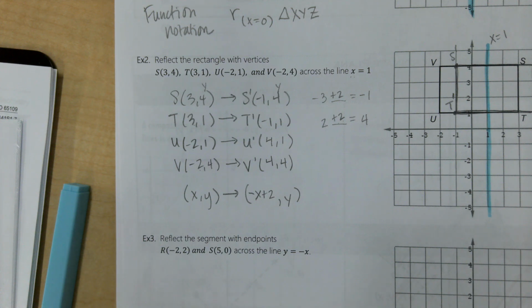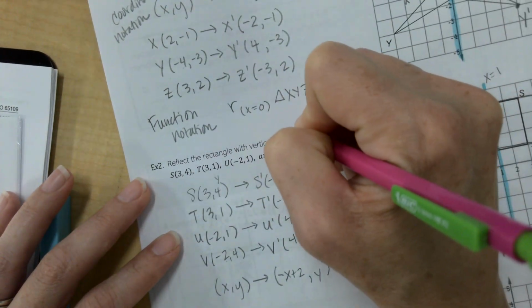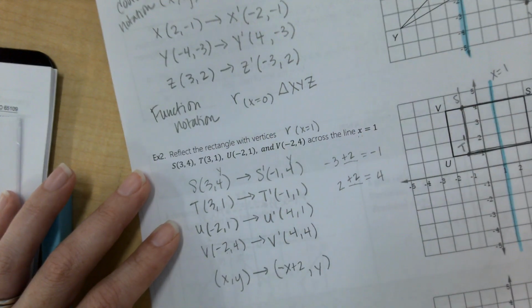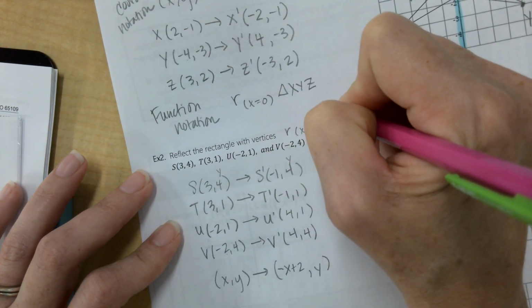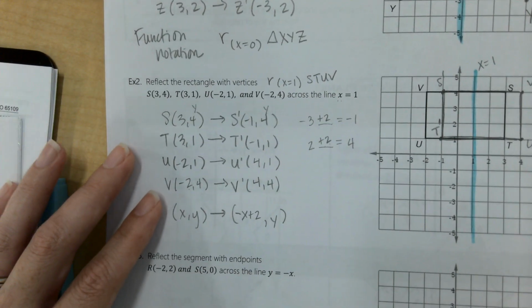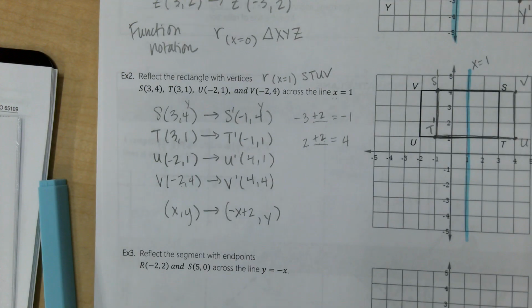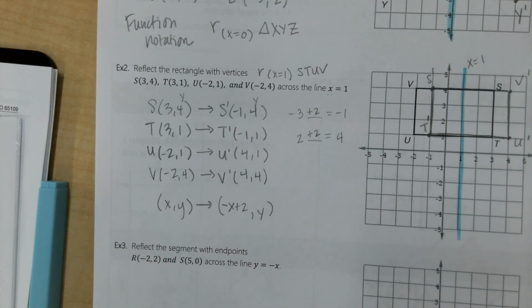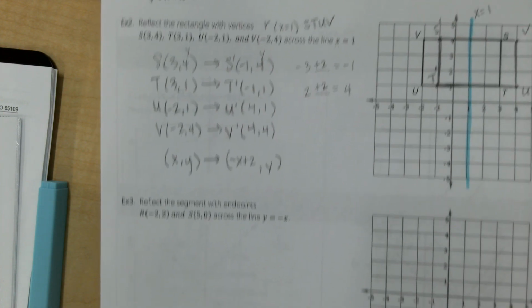Okay. Function notation, we would write reflect over the line x equals 1. And then this is a quadrilateral. We're just going to put in order STUV. It doesn't matter where you start as long as you go consistently around. So you could go TUVS or UVST. All right, let's do another one.